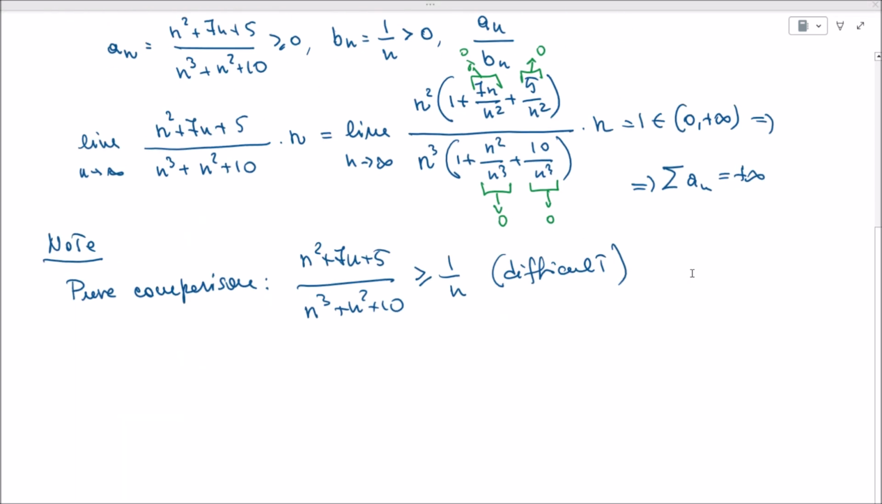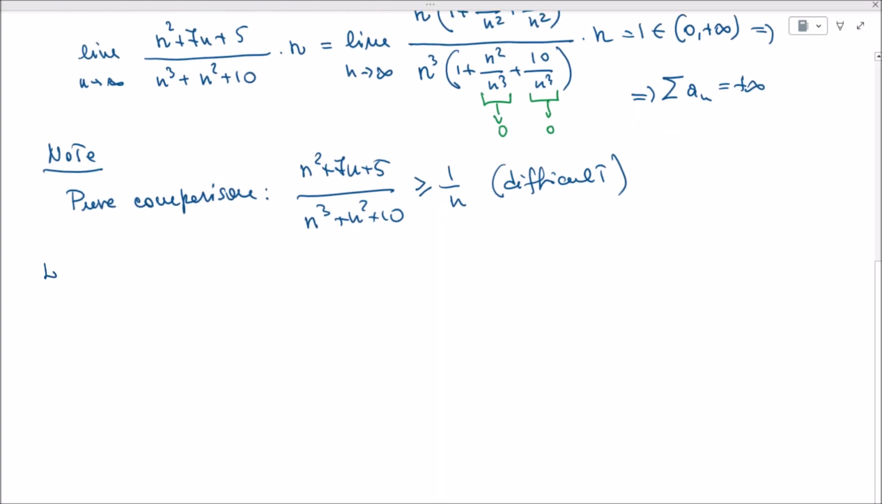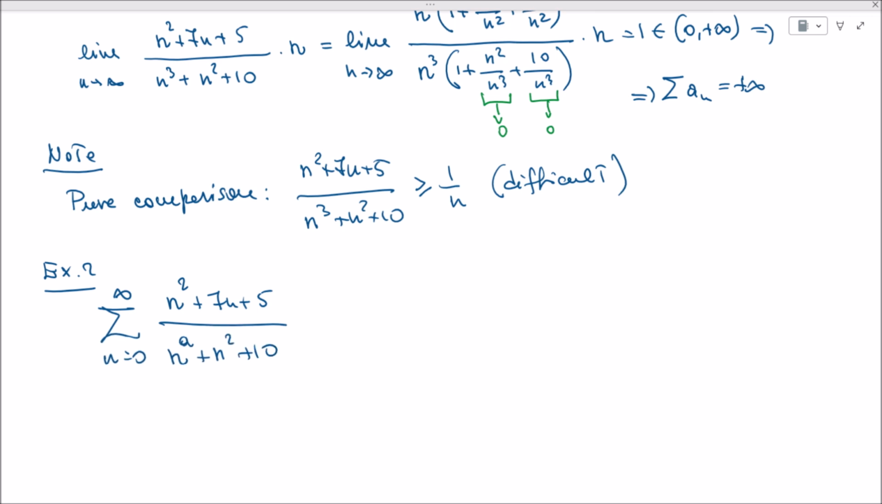Let's generalize this exercise in a new exercise 2. Let's say that we want to consider the sum as n goes from 0 to infinity. We have the same numerator, n squared plus 7n plus 5, but now we have n raised to the a plus n squared plus 10 at the denominator.